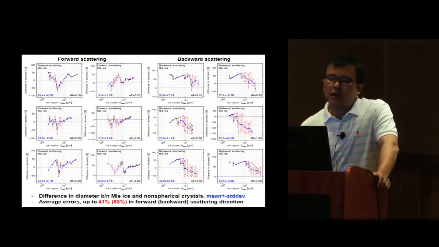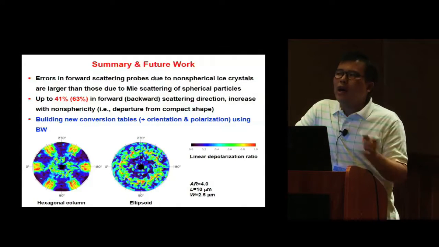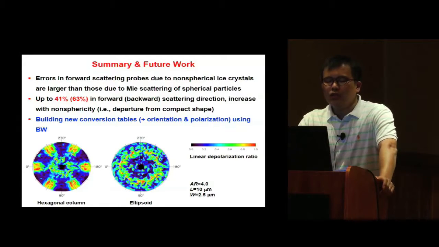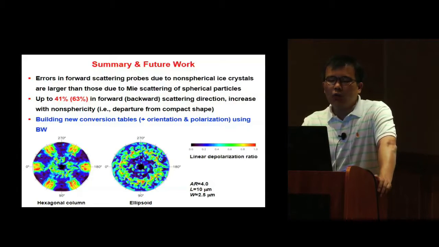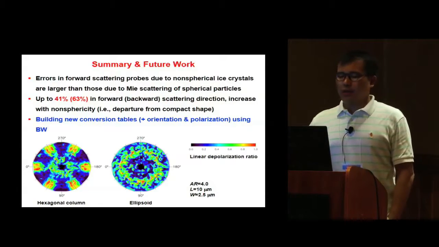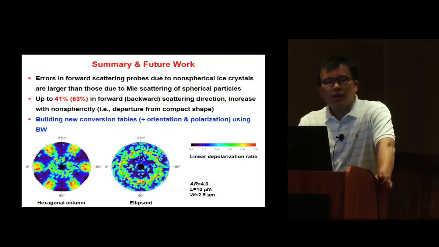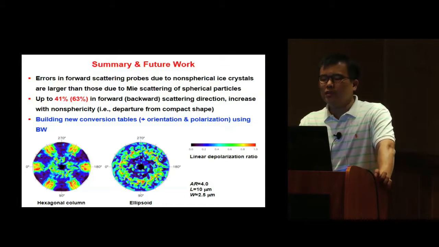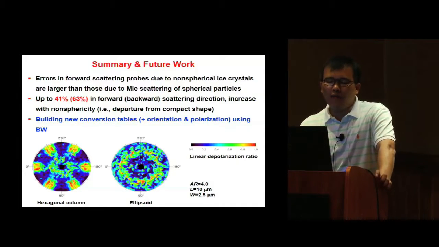Okay, and this is my summary. The error due to non-spherical shapes in forward scattering probe observations is larger than that due to mis-scattering. And we show that it is up to 41% in forward scattering directions. And right now I'm building a new conversion table. In this conversion table, I also consider particle orientation and polarization information to distinguish particle size and thermodynamic phase.